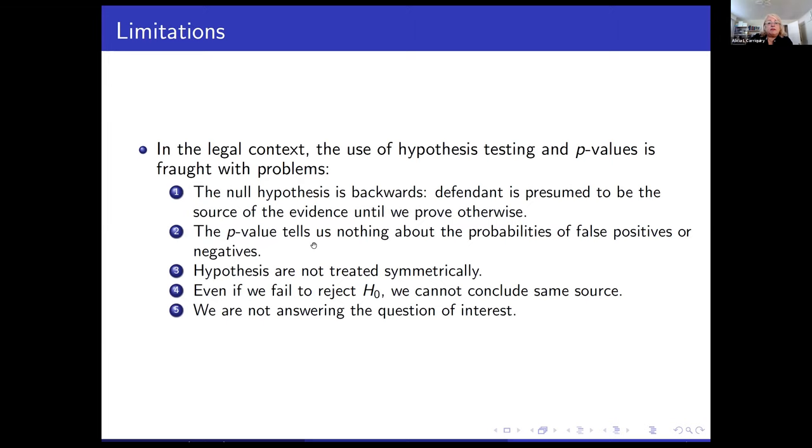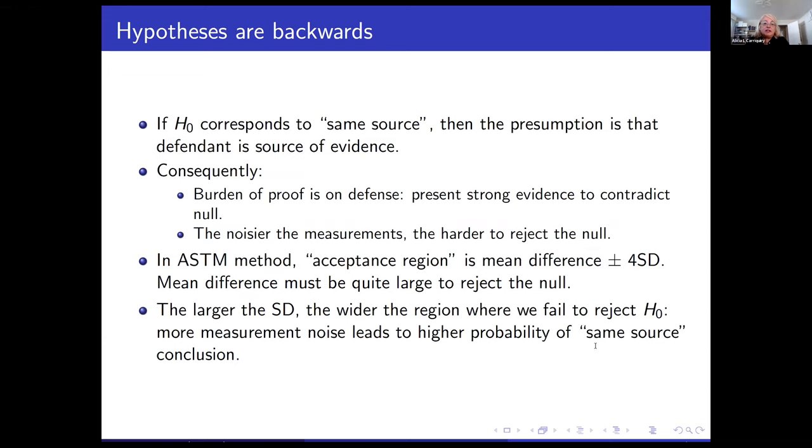The second problem is that the p-value tells us absolutely nothing about the probabilities of false positives or false negatives. The third problem is that the hypotheses are not treated symmetrically, and in this particular situation, given that we have them backwards, this is particularly bad. The fourth issue is that even if we happen to reject H-naught, or fail to reject H-naught, we still cannot conclude same source, and I'll say why in a minute. And lastly, we're not even answering the question of interest, which is: is the defendant guilty or not? So let me go over these quickly one by one.